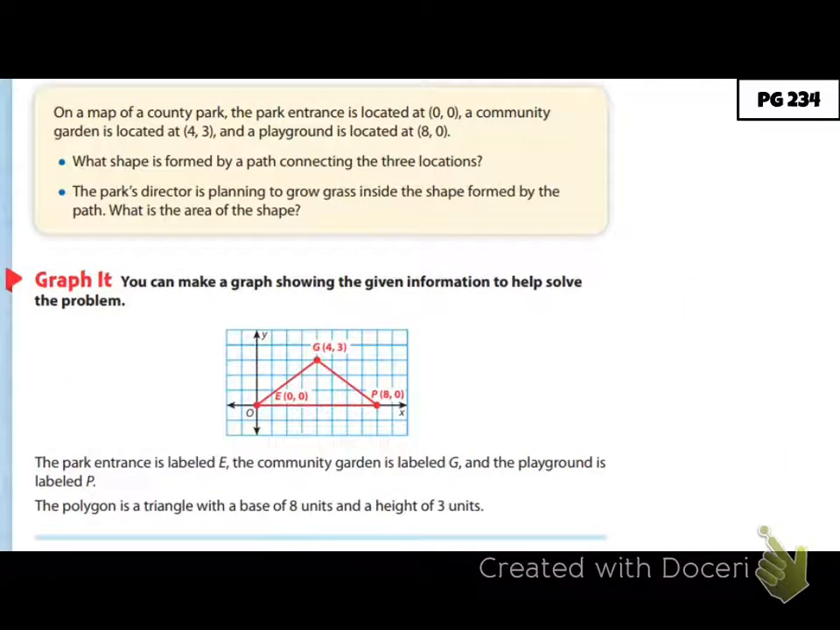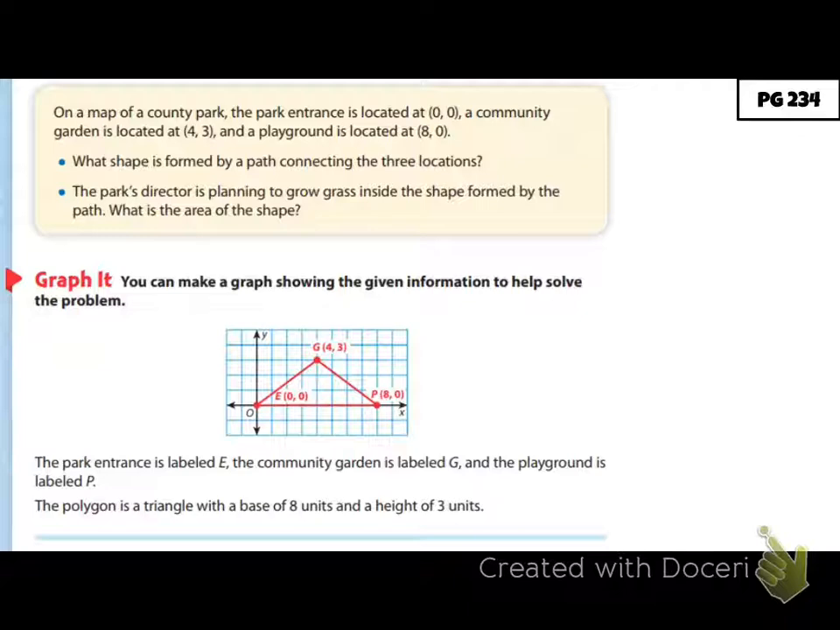Okay, so the next question says, on a map of a county park, the park entrance is located at 0, 0. A community garden is located at 4, 3, and a playground is located at 8, 0. What shape is formed by a path connecting the 3 locations? The park director's planning to grow grass inside the shape formed by the path. What is the area of the shape?